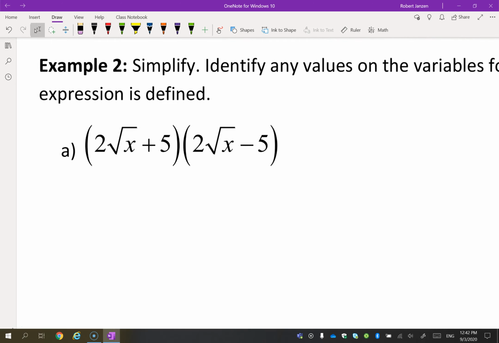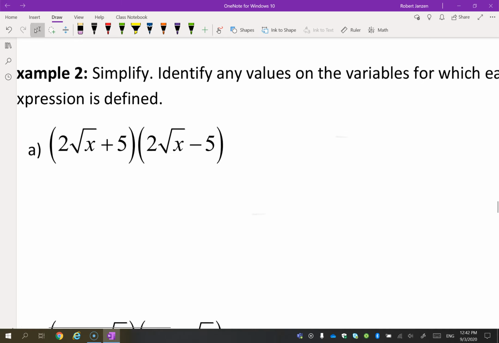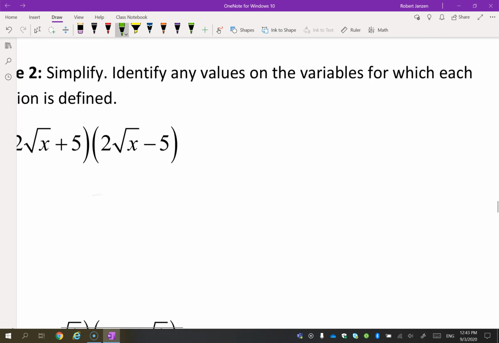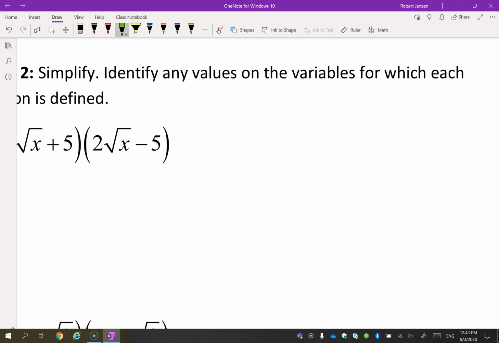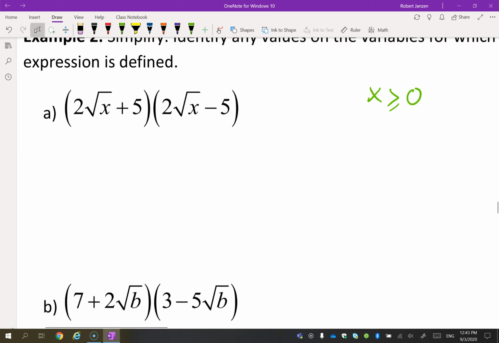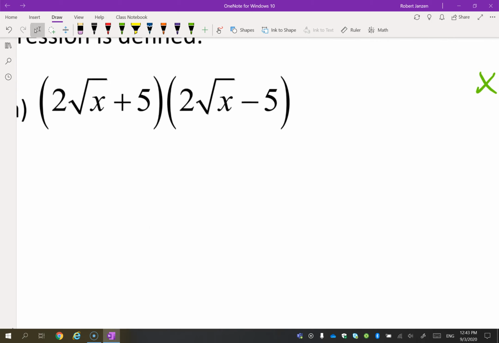So let's try a couple now with variables. Now look at this. It says simplify, identify any values of the variables where the expression is defined. When you do the variables, that should be in the original question. So if I look at this original question, x should be greater than 0. Okay, now we wrote that a different way. You know, if you don't like that, you could say x is from 0 to infinity. That's okay too. Okay? Now let's multiply.